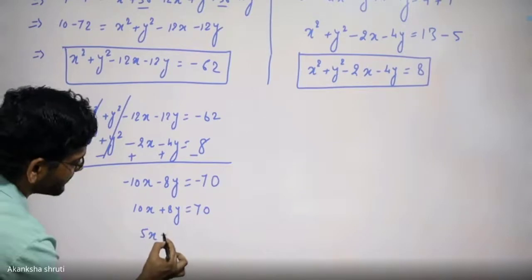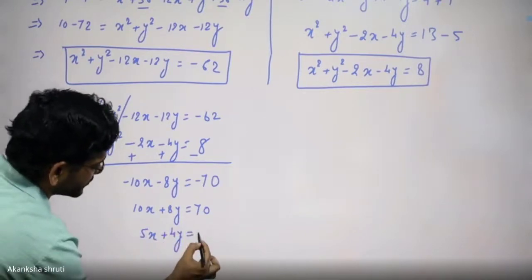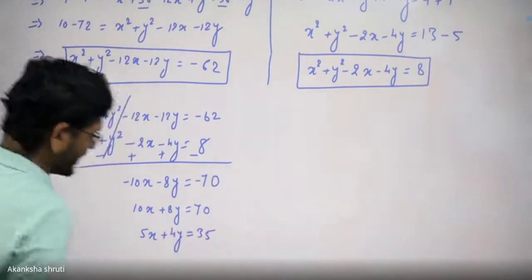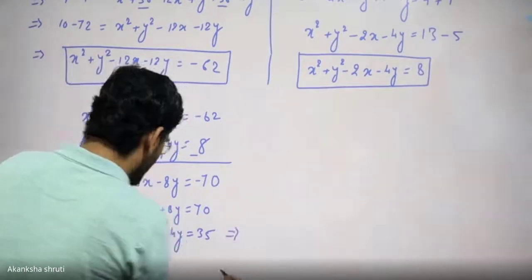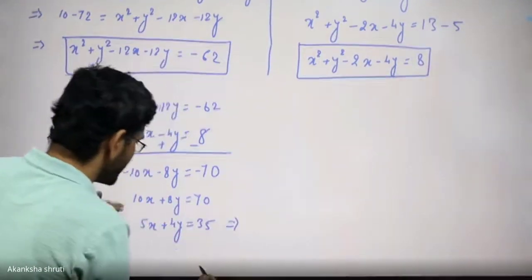5x plus 4y is equal to 35. Students, from this, what we have to do? We have to find the value of y now.